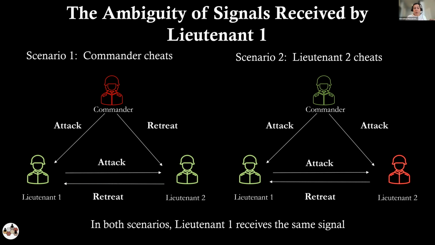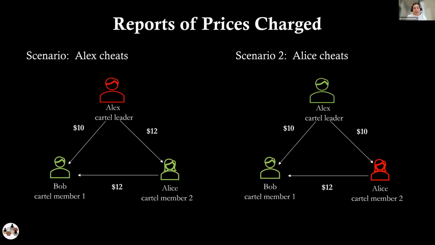And the same situation occurs if you have lieutenant 2 as a traitor. So in both situations, lieutenant 1 receives attack and retreat, but doesn't know who is the traitor, so he cannot agree with the loyal lieutenant. Theoretically, the same situation can be applied in my cartel context. So in my cartel cheating problem, this occurs also.